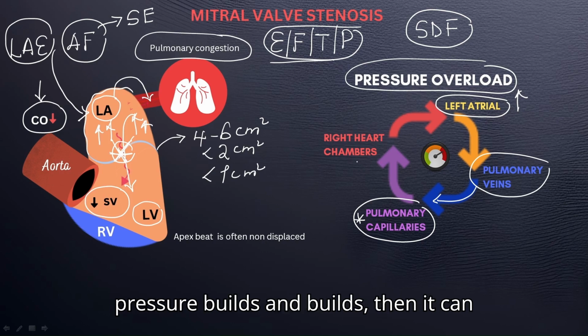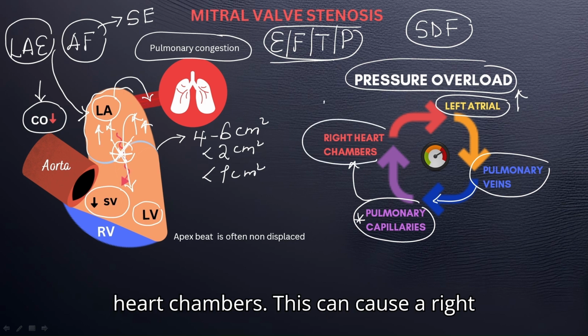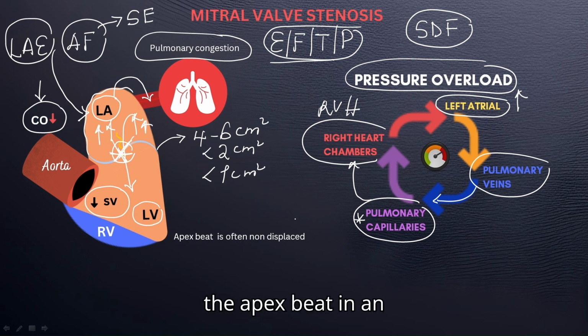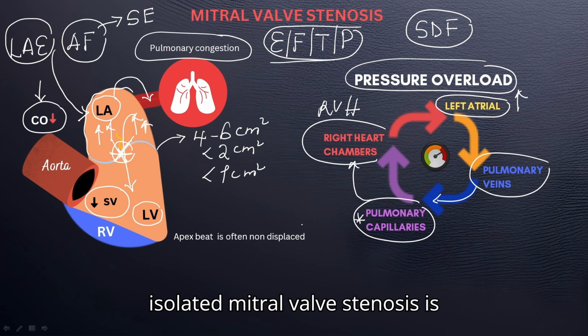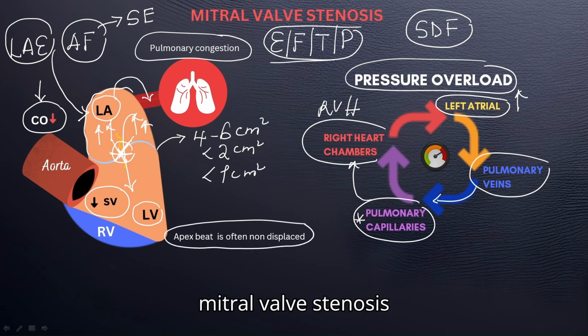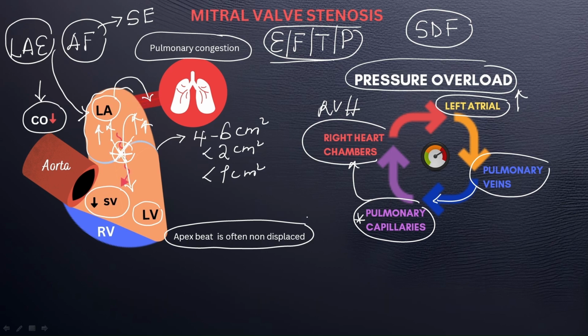Again, when the pressure builds and builds, it can eventually also be relayed to the right heart chambers. This can cause right ventricular hypertrophy, for example. The apex beat in an isolated mitral valve stenosis is often non-displaced. But if mitral valve stenosis coexists with other valvular impairments, then the apex beat may be displaced.